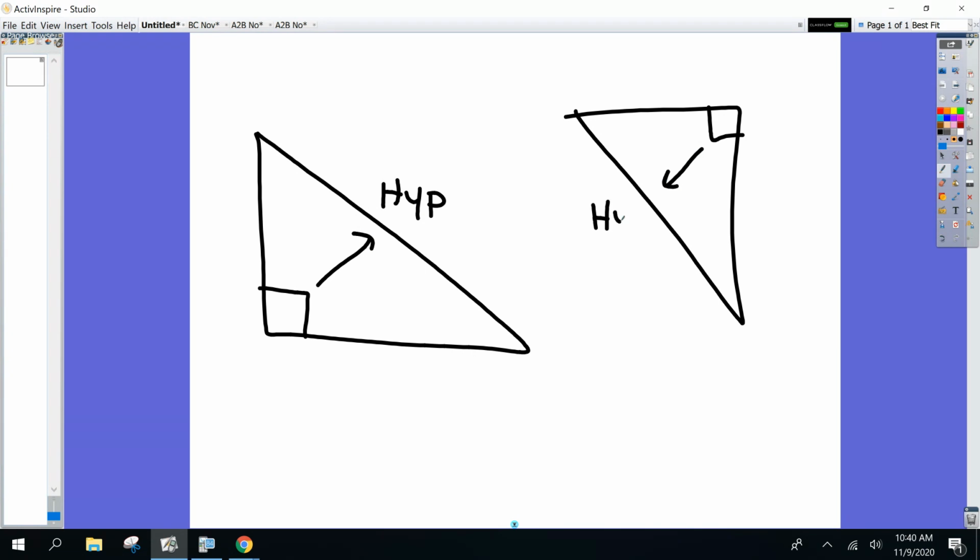And what are the other 2 sides referred to as? Those are called my legs, the sides that form the right angle. So I just wanted to go over that little brief history of a right triangle. Now you guys know what HL is.